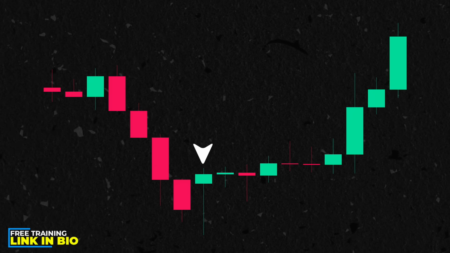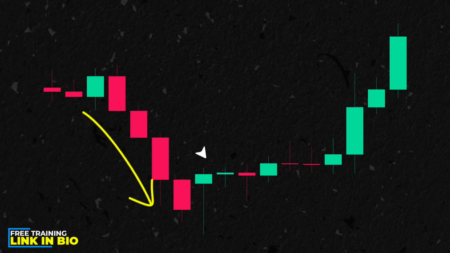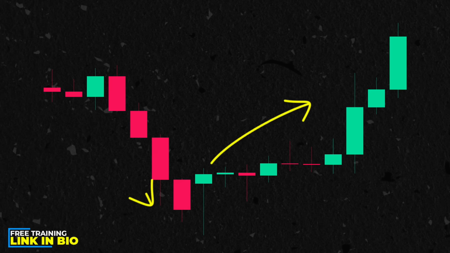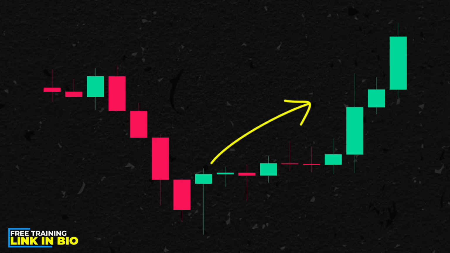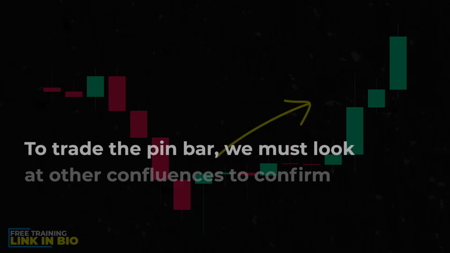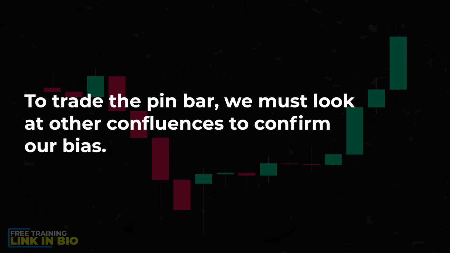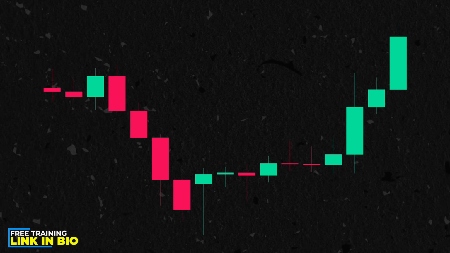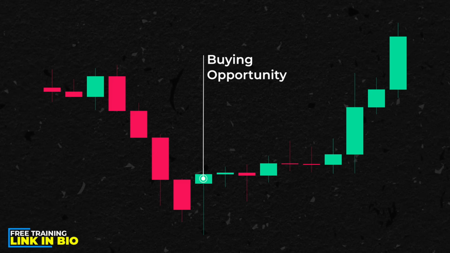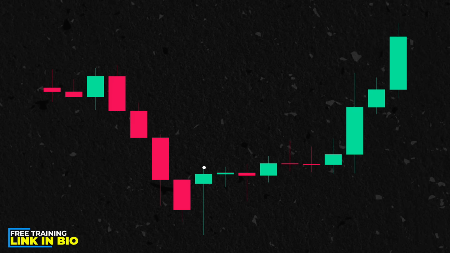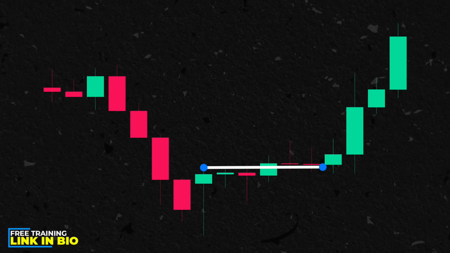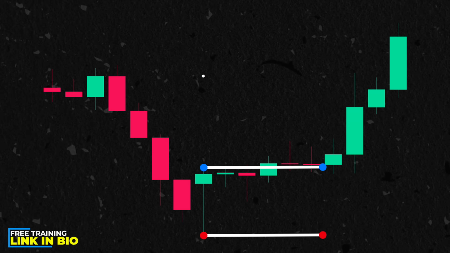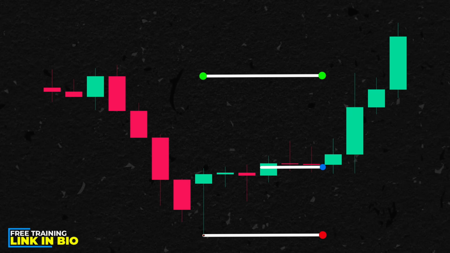If a pin bar appears after a strong down move, it indicates that the sellers have lost their strength and the buyers are now stepping in to move the price upwards. To trade the pin bar, we must look at other confluences to confirm our bias. We will discuss that later on, but if we find a buying opportunity as a pin bar, we can place a buy order above the high of the pin bar. We can set our stop loss below the pin bar and target the next resistance.